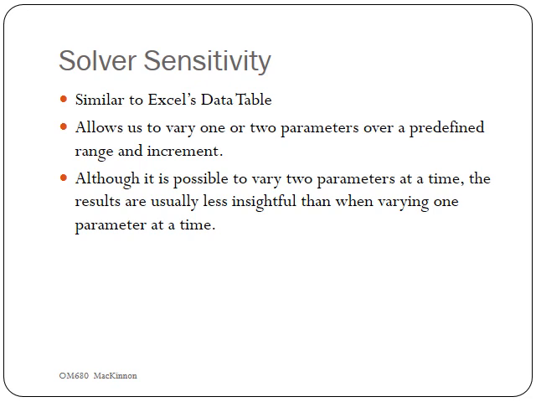So, Solver Sensitivity. You're going to get a chance to look at it as we go along here, but it is similar to Excel's data table. If you've ever used Excel's data table, that is a way of doing sensitivity analysis. It allows us to vary one or two at most parameters over a predefined range, and we also get to define the incremental change. Although it's possible to vary two parameters at a time, the results don't usually tell us as much as if we vary one parameter at a time. So we're going to focus on varying one parameter at a time.